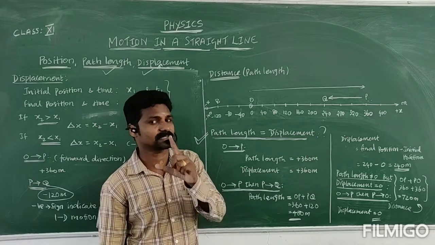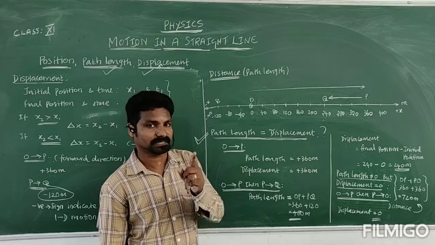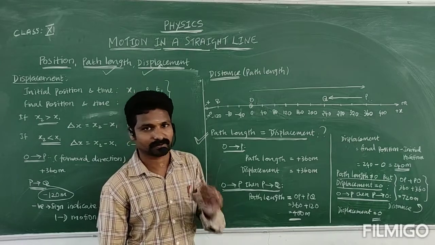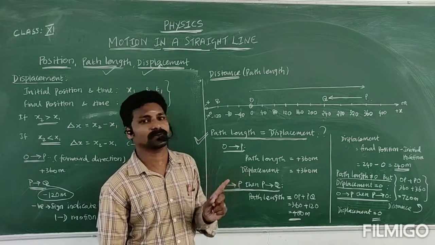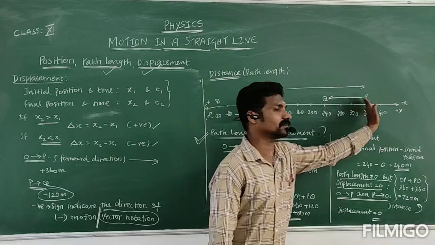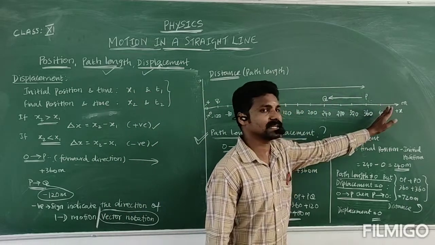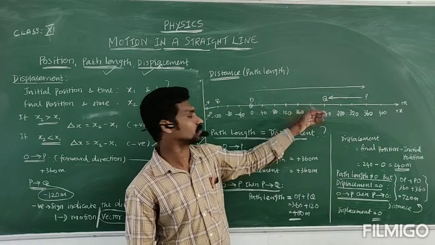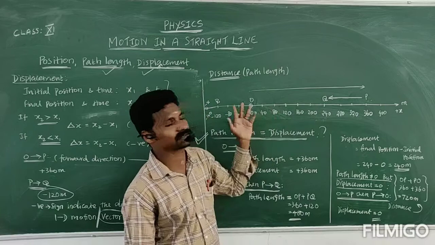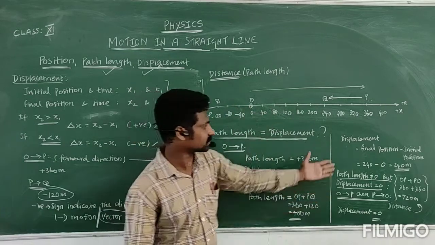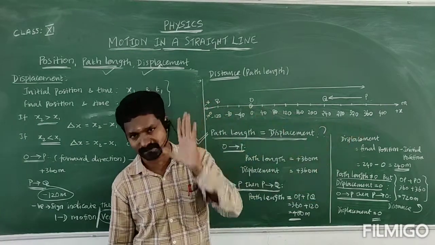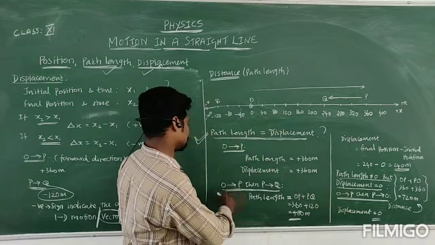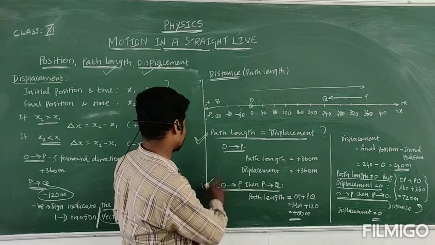Clear? Because displacement means the distance between final and initial position. So final position is 240 only. Already it crossed 240 to reach 360, again finally stopping at 240 only because it returned back. So final position is 240, initial position is 0. So that difference is only 240. That is the displacement. Right? So these two cases are over.